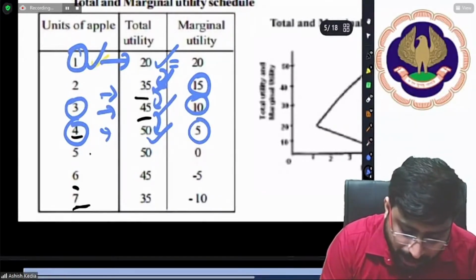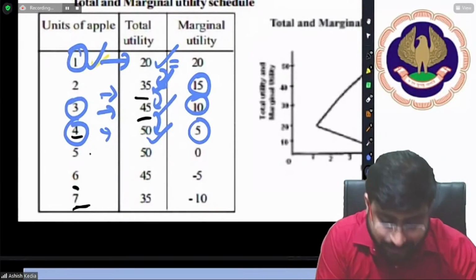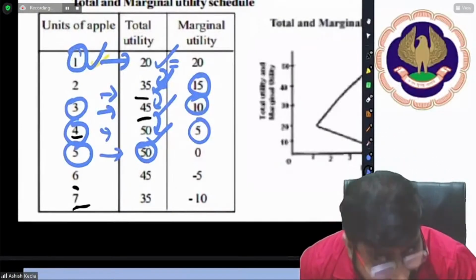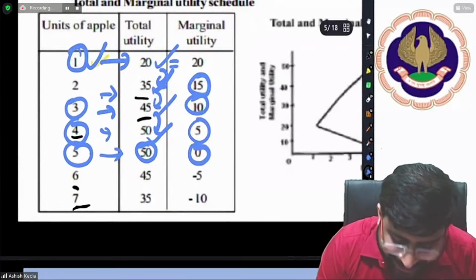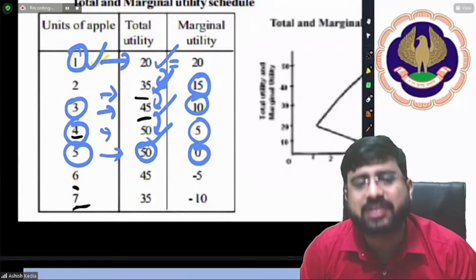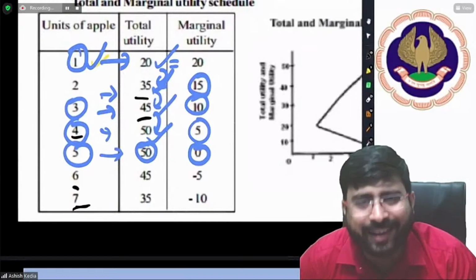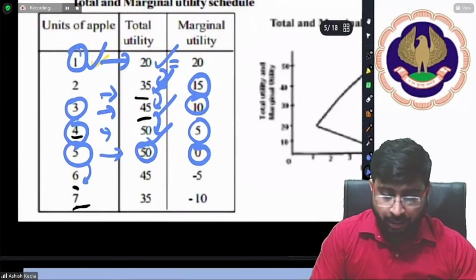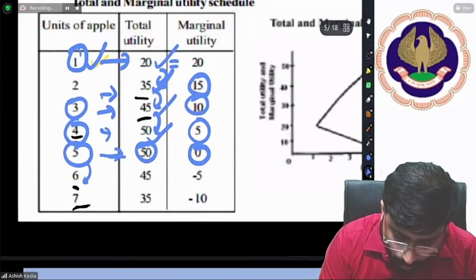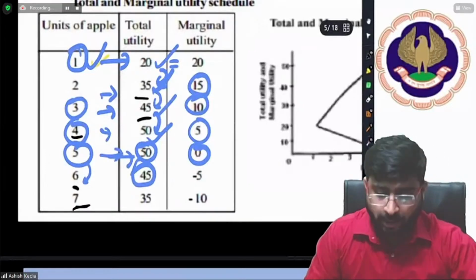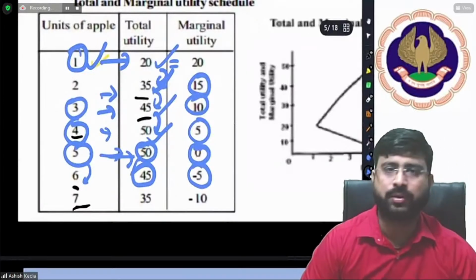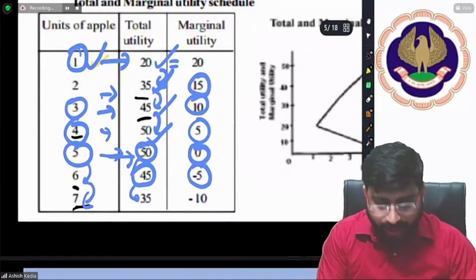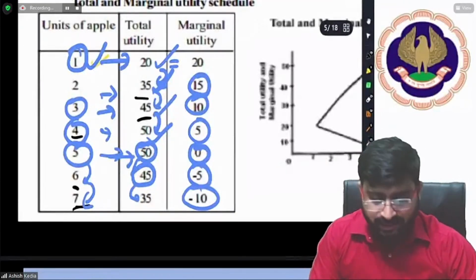Again, now it has not increased. It has remained the same. So quantity consumption has increased, but total utility has not increased. So marginal utility is 0. That is, additional satisfaction is 0. You don't feel any kind of additional satisfaction, right? And once you increase further, your total satisfaction is falling. From 50, it has gone down to 45, so your additional satisfaction has fallen. Again, when you move to the seventh one, it is falling further. So again, the marginal utility is minus 10. This is what I am saying.